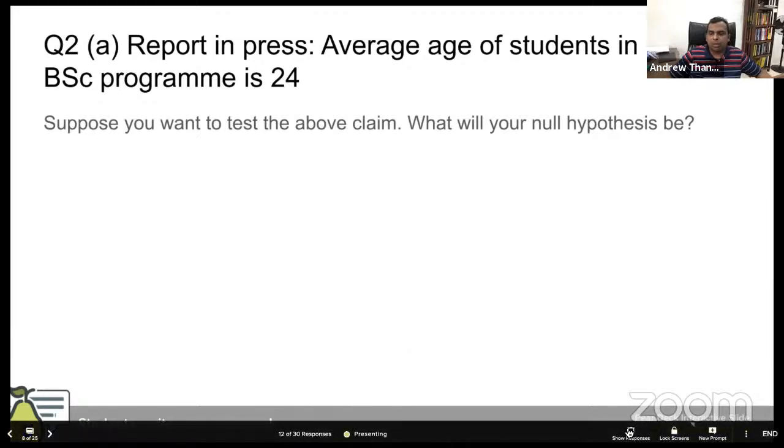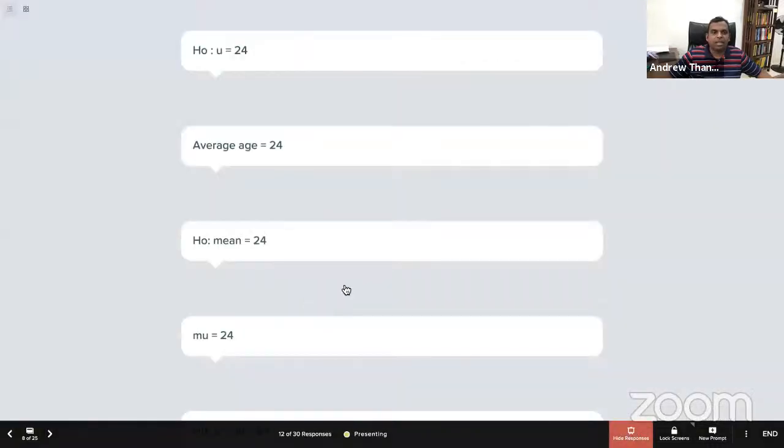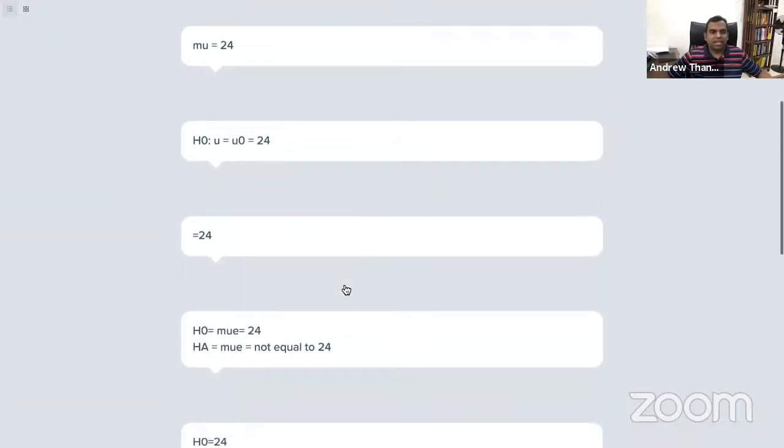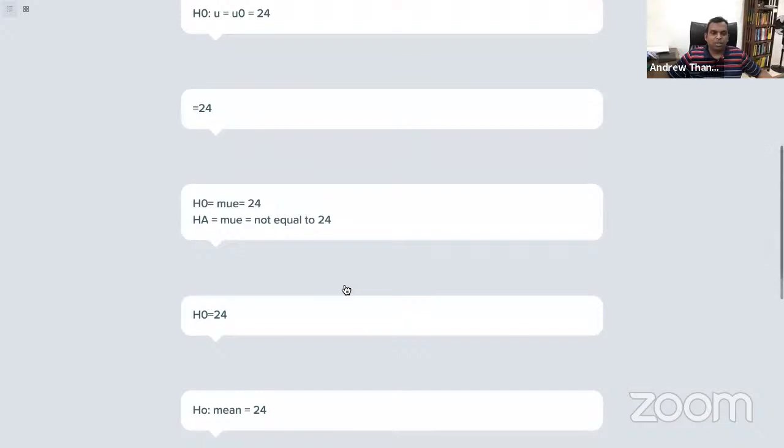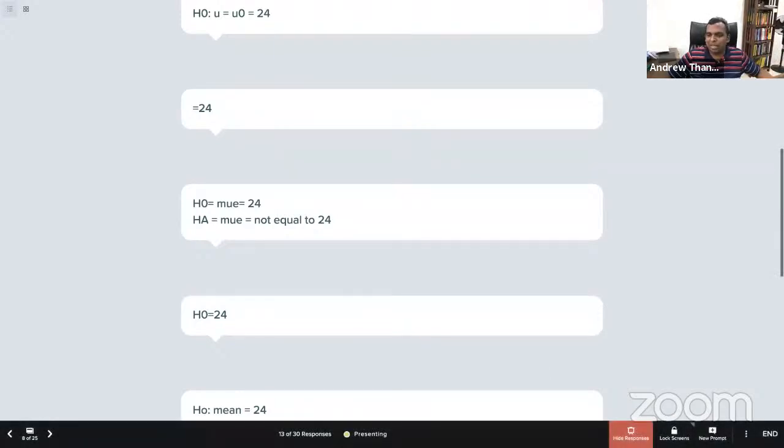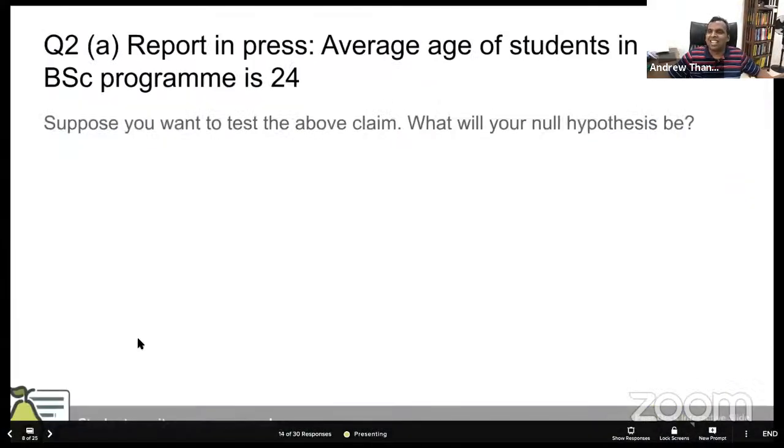There are about 10 or 12 people who have responded. Mean equals mu equals 24, right? So you're going to take some x1, x2, xn, and then mu equals 24. Someone already put an alternative also. I haven't come to the alternative yet. This is the null hypothesis. So this is the easiest, right? This usually is the easiest.